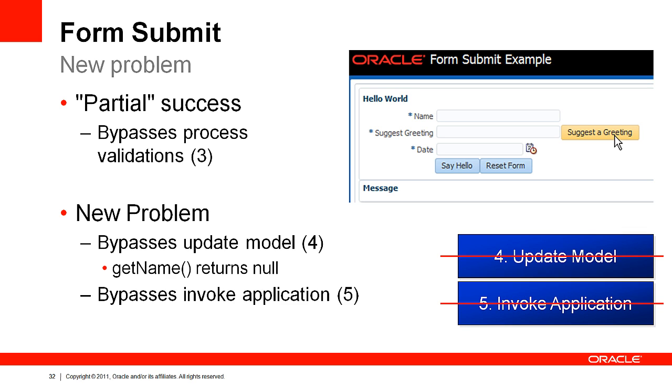However, if we do this, then it doesn't work as we expected. The reason is that by bypassing the process validation, we get our result, which is that the validation no longer shows, but at the same time we're bypassing the update model and the invoke application, which basically means that we're not getting the result that we were expecting, and the suggest greeting field is not refreshed. So we have to look for something different, something that might work similarly, but that will make sure that the data that is provided in the name field can be looked up and read.